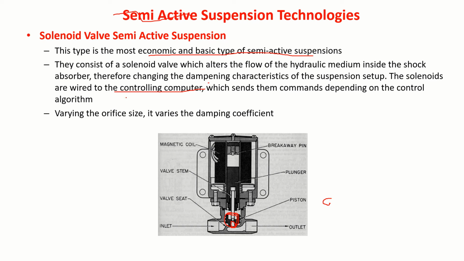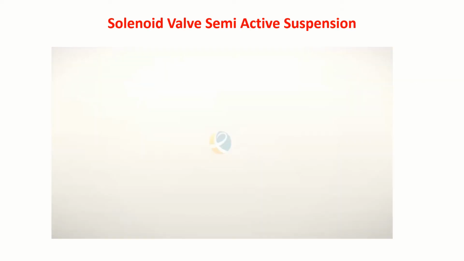Okay, the solenoids are wired to the controlling computer which sends them commands depending on the control level, varying the RFI size, which varies the damping coefficient. So this is what happens here. How exactly solenoid valve semi-active suspension works, there are such videos available on YouTube. I request you to type this keyword and watch the video.